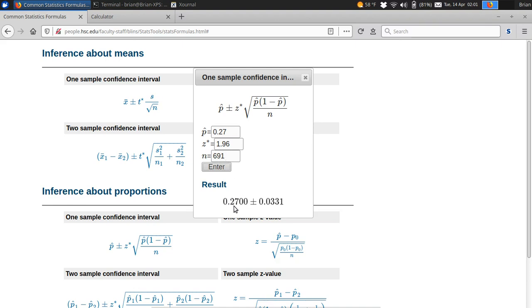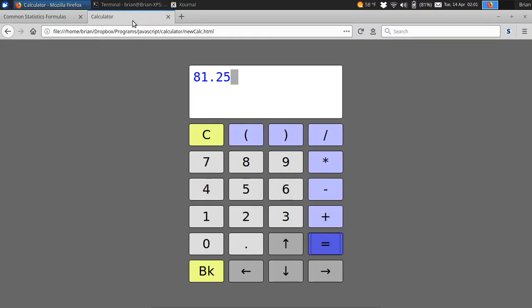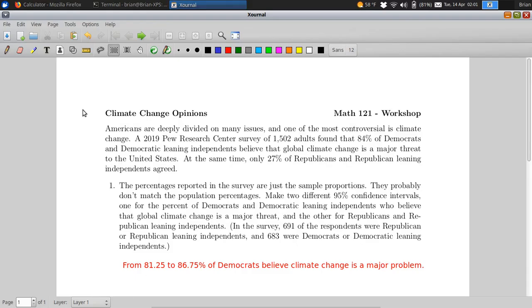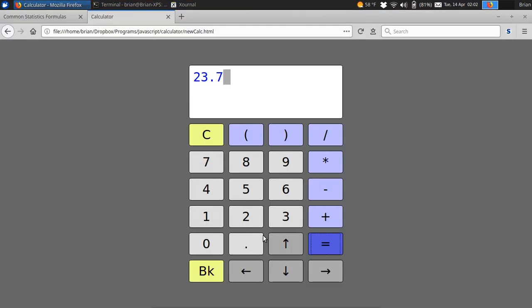So, okay, this looks like 27% plus or minus about 3.3. Again, let me use a calculator and do the math. 27 minus 3.3. I mean, I could do this without a calculator, but it would take me a second. I might make a mistake. So there we go, 23.7%. All right, so I'll start typing this. So for the Republicans, it's from 23.7% to, and then if you add it, let's see, I can pull that old equation back up and I can change it to a plus sign. There we go.